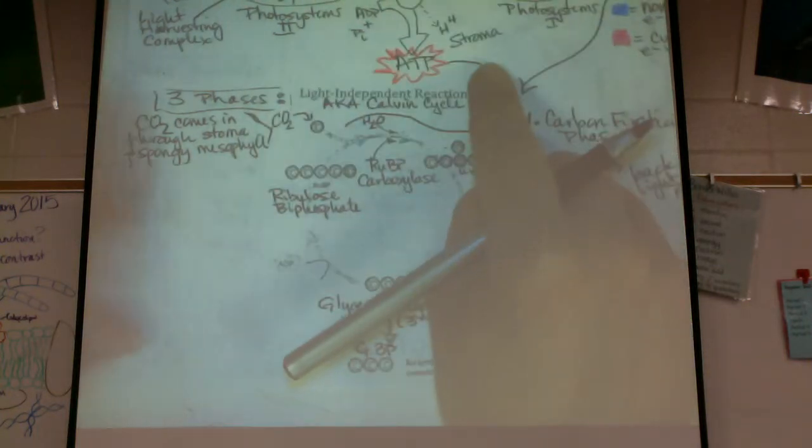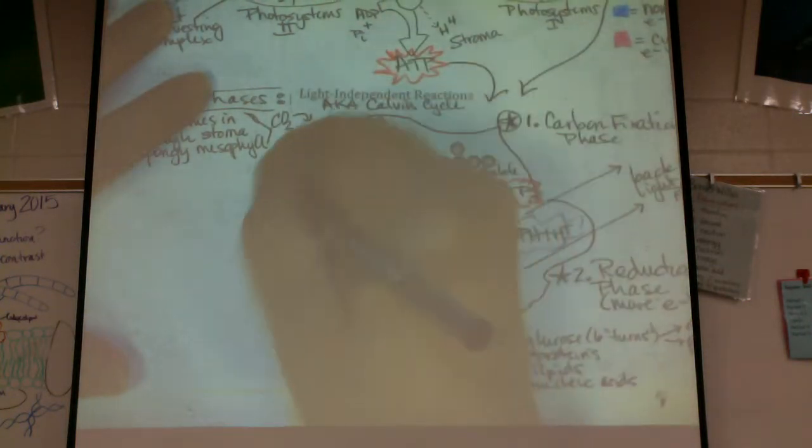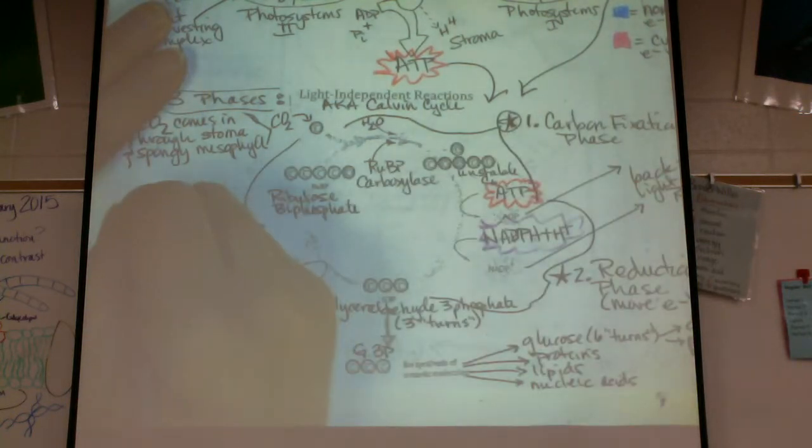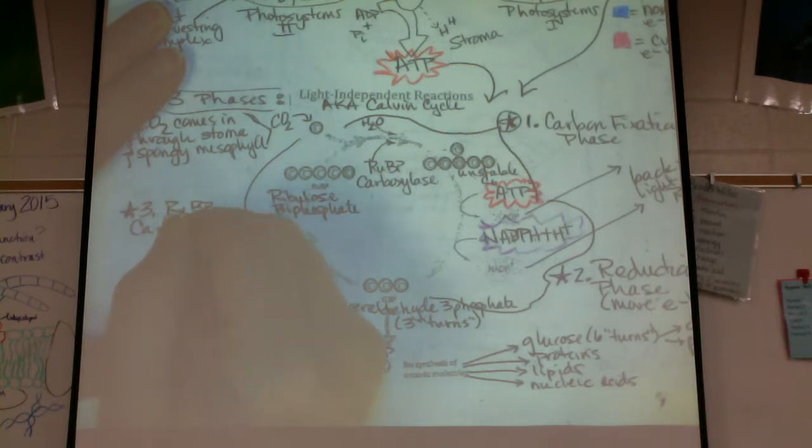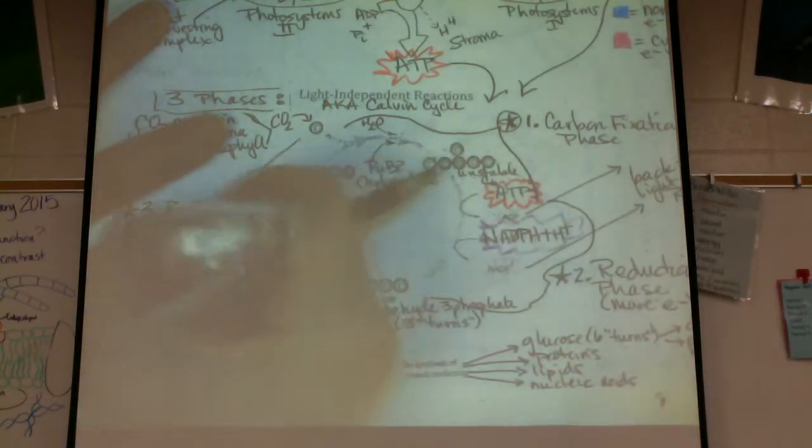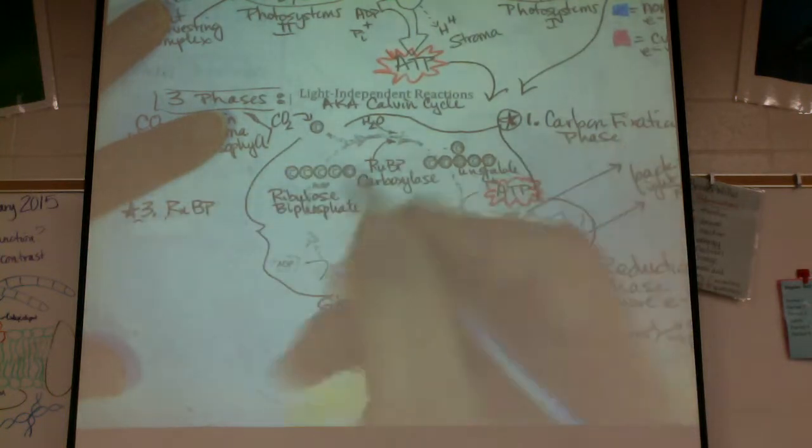So now we've got what we need coming out, but the problem is we need to cycle this back around. You need to do the last process over here, which is the third phase, which is RuBP carboxylase. No, sorry, excited, want to go home, worried about my dad. Okay, anyway, sorry, try again.